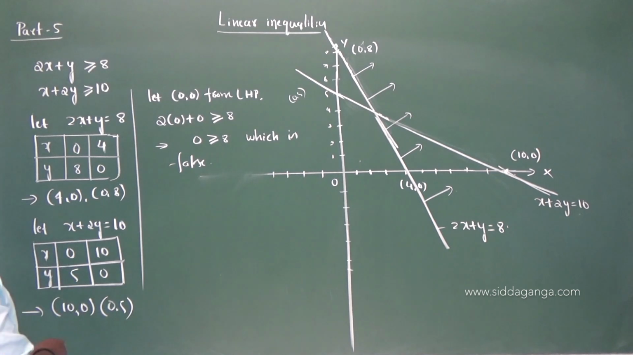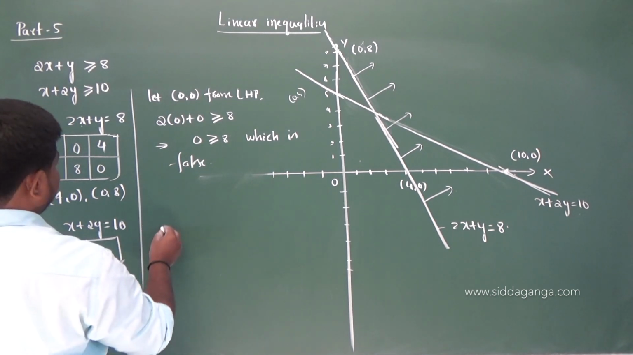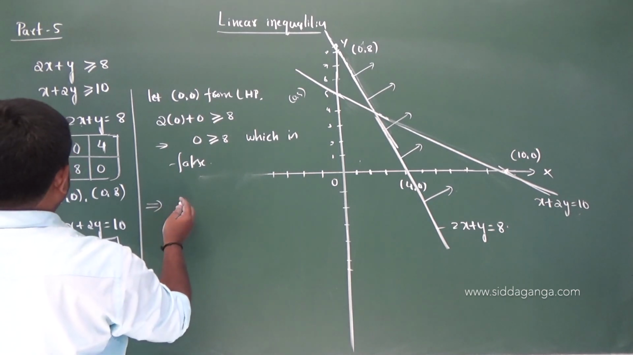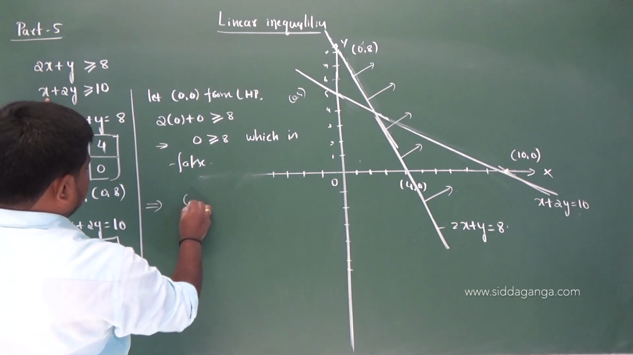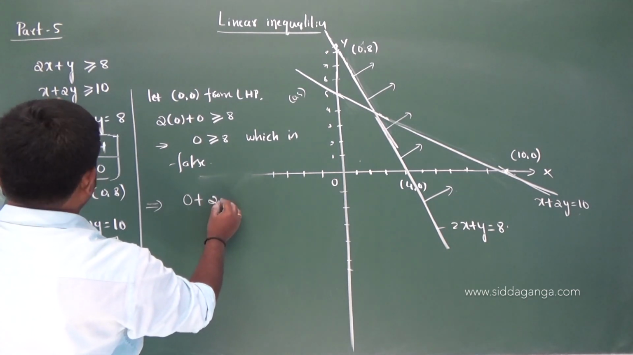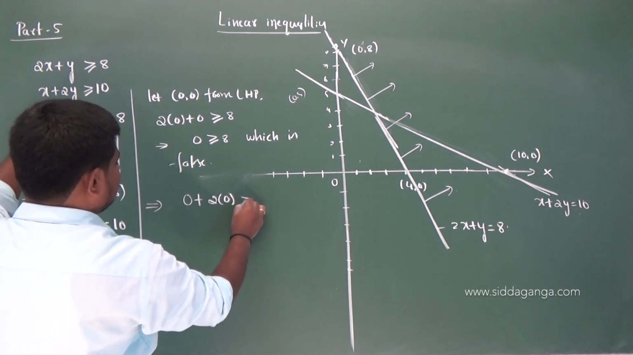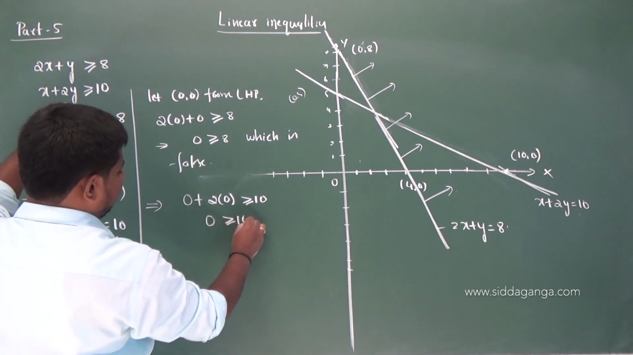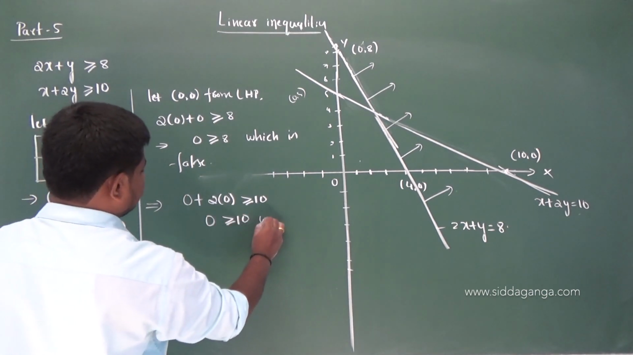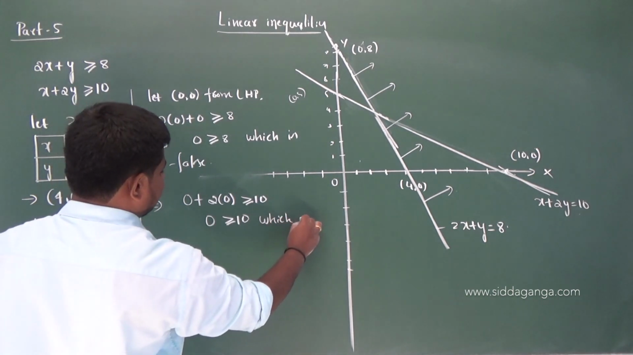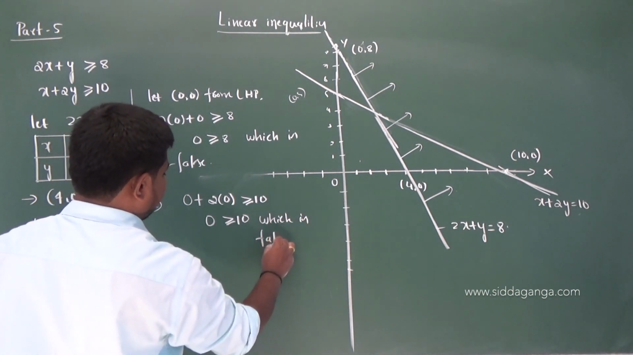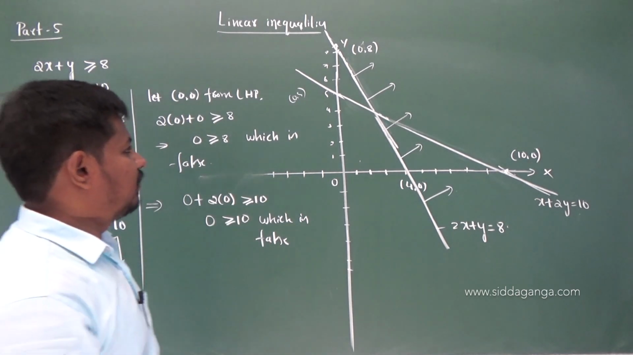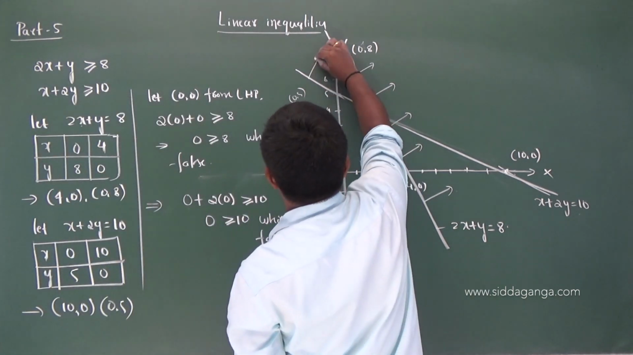Now the second one, again same (0, 0), substitute in the second inequality: 0 plus 2 times 0 is greater than or equal to 10. So 0 is greater than or equal to 10, which is false. Therefore the upper half plane will be the solution region for this one.